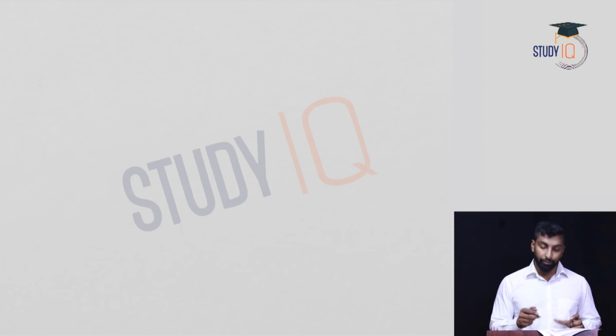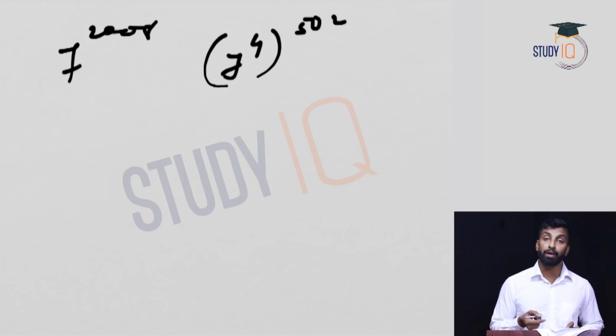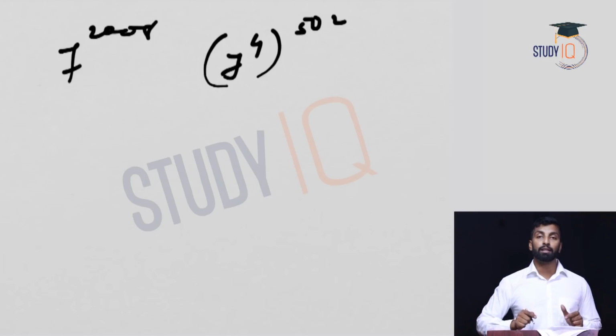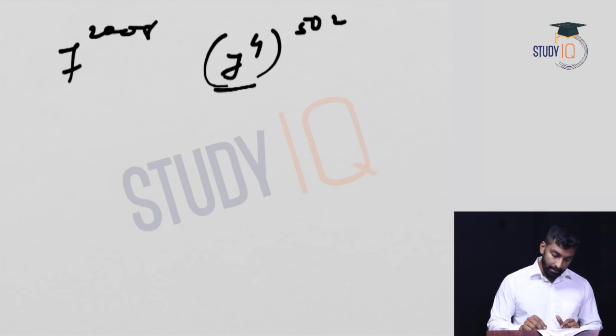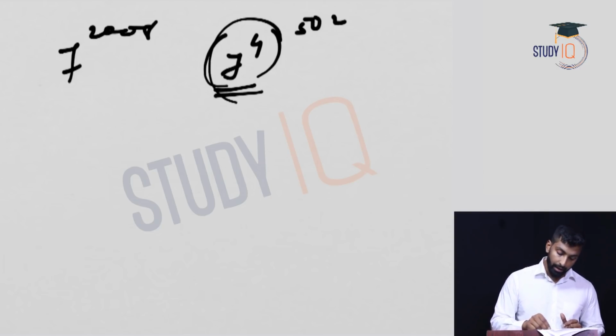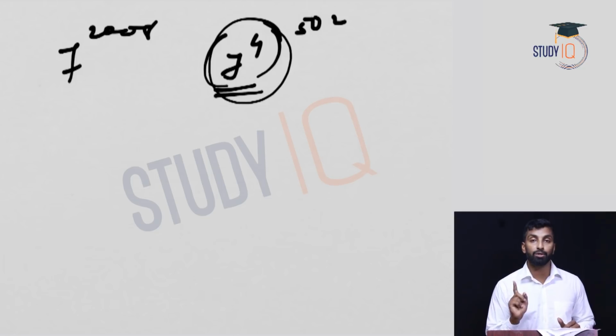So a quick recap of what we have done. 7 raised to 2008, right? So you will write it as 7 raised to 4 raised to 502. Why are you writing it so? Because I know the method of finding the last two digits of a number ending in 1. So I am converting this to a number ending in 1. When I do it, 7 raised to 4 is going to end in 1. But I need to know the second last digit also. For that, I'll just expand it and see what the last two digits are.